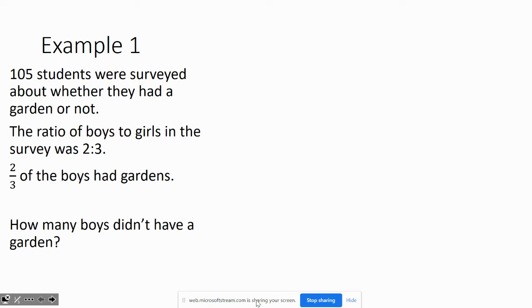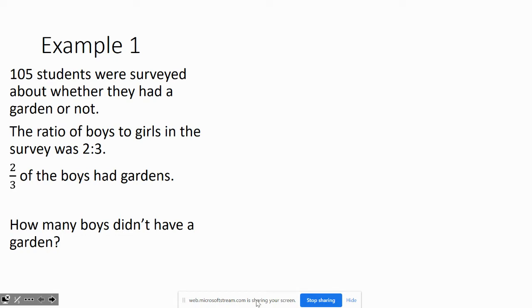So 105 students were surveyed about whether they had a garden or not. The ratio of boys to girls in the survey was 2 to 3. 2/3 of the boys had gardens. How many boys didn't have a garden? So I'm going to show you this using two different methods. The first one using the bar model.